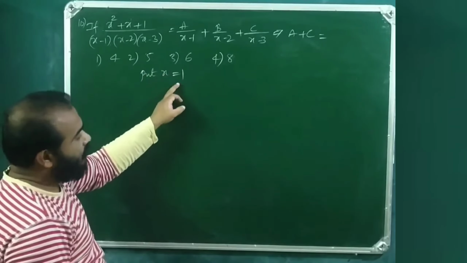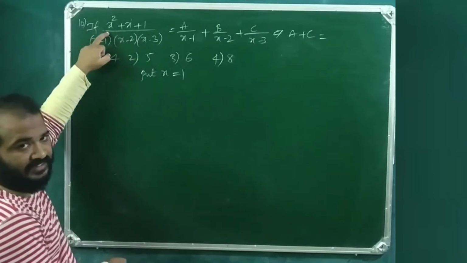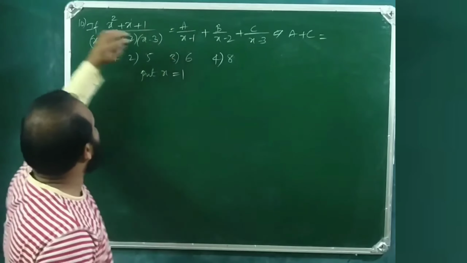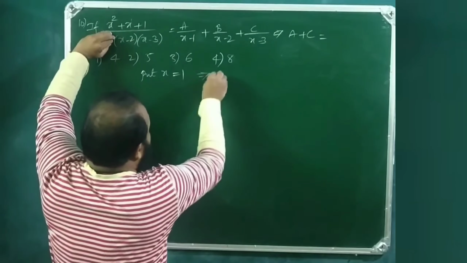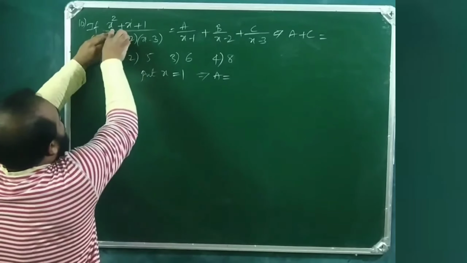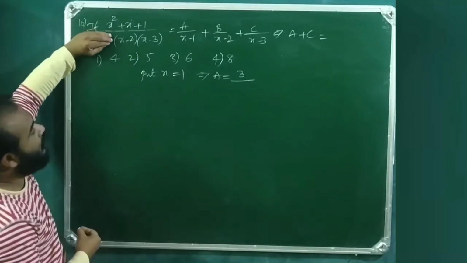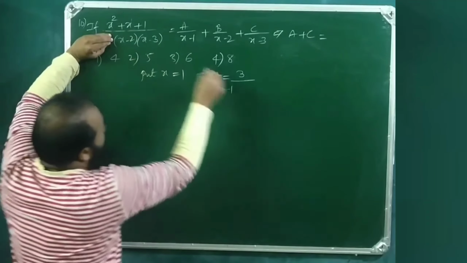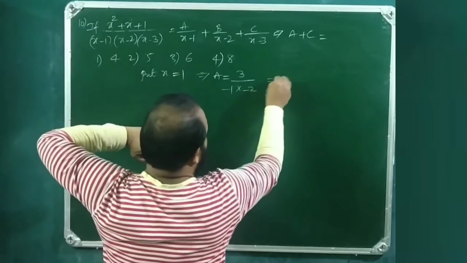Now this x equals 1, we have to substitute in the LHS, covering this x minus 1, as I have said. So a is equal to 1 square plus 1 plus 1, that is 3, by this we need to cover. 1 minus 2 is minus 1. 1 minus 3 is minus 2. So this is minus into minus, plus, 3 by 2.